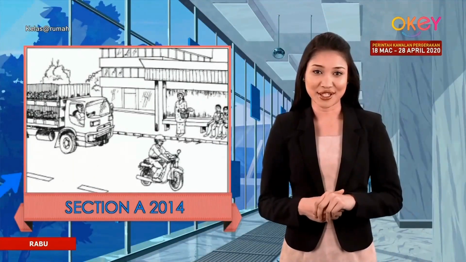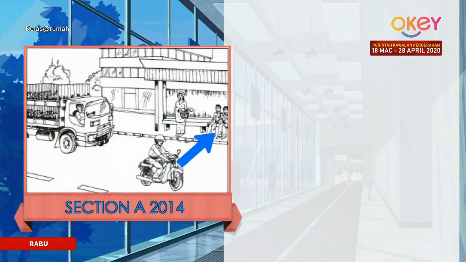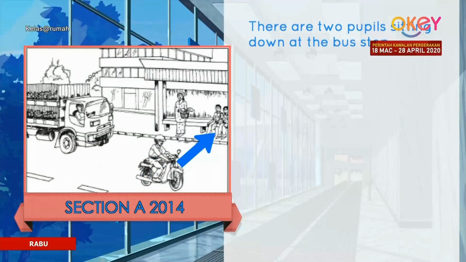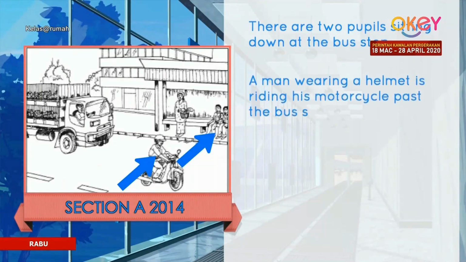Going back to the same picture, let's write a sentence about the two pupils. There are two pupils sitting down at the bus stop. Now let's write what the motorcyclist is wearing, what he's doing, and his location. A man wearing a helmet is riding his motorcycle past the bus stop.